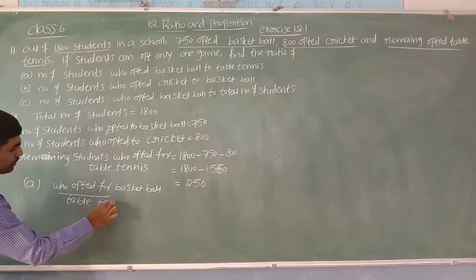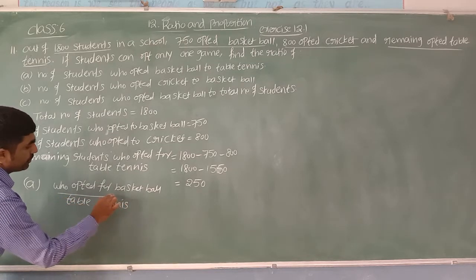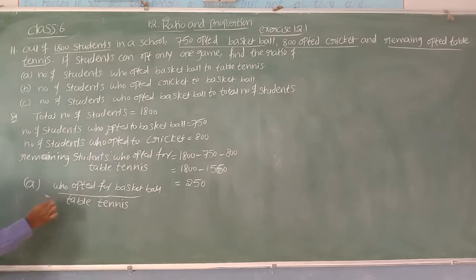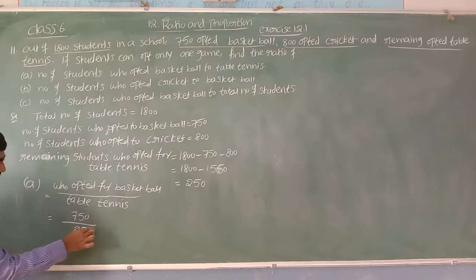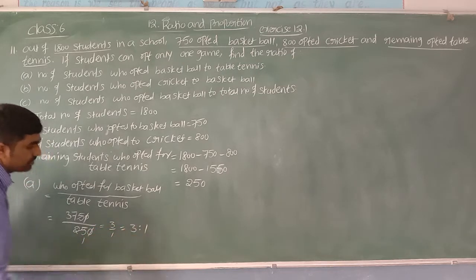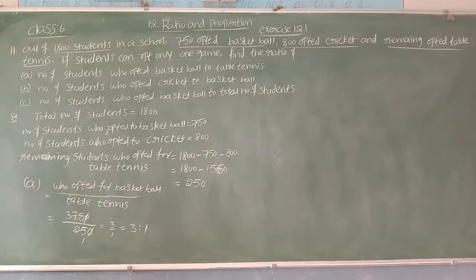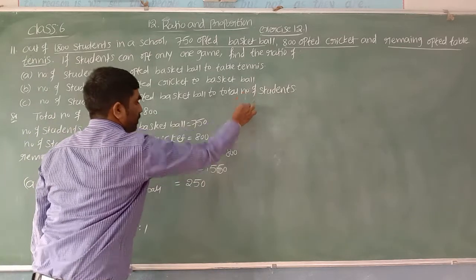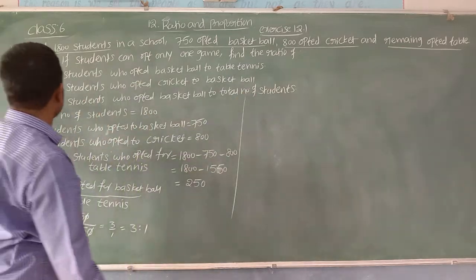Basketball to table tennis. Ask him to find the ratio. Ask him to compare by division method. How many opted for basketball? There are 750. And how many opted for table tennis? 250. Yes, 10 cancel. 25 1s are 25, 25 3s are 75. I got 3 by 1, which is the simplest form. We can write 3:1. Now next we will go for B bit.